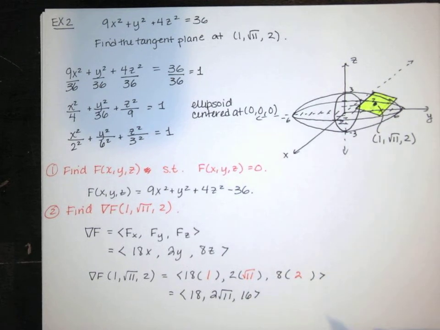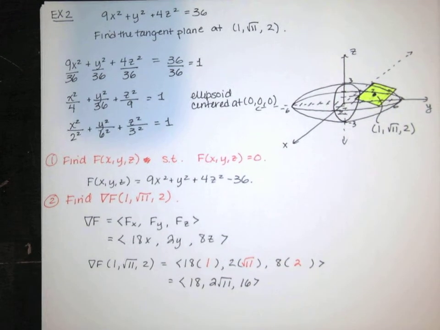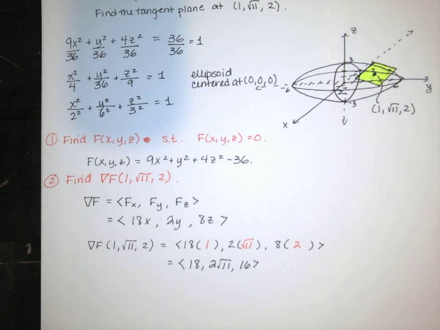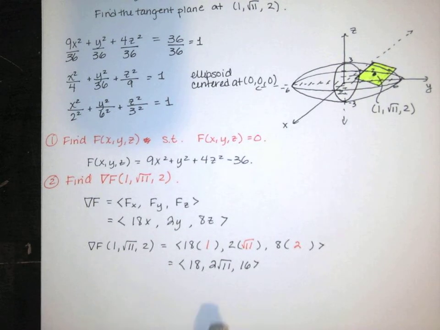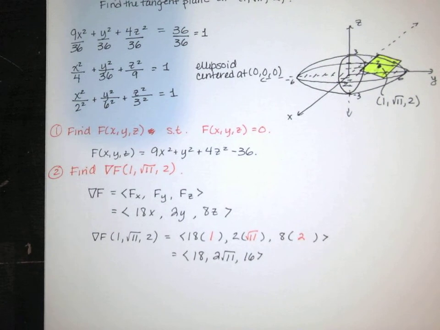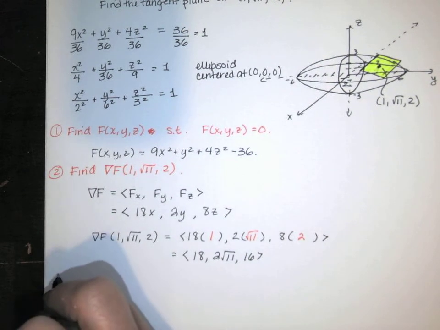Well, that could be my normal vector, but I'd like my equation of the plane to be as simple as possible, so I prefer that these three components don't have a common factor. They all have a common factor of 2. So I'm going to let the normal be half of that.